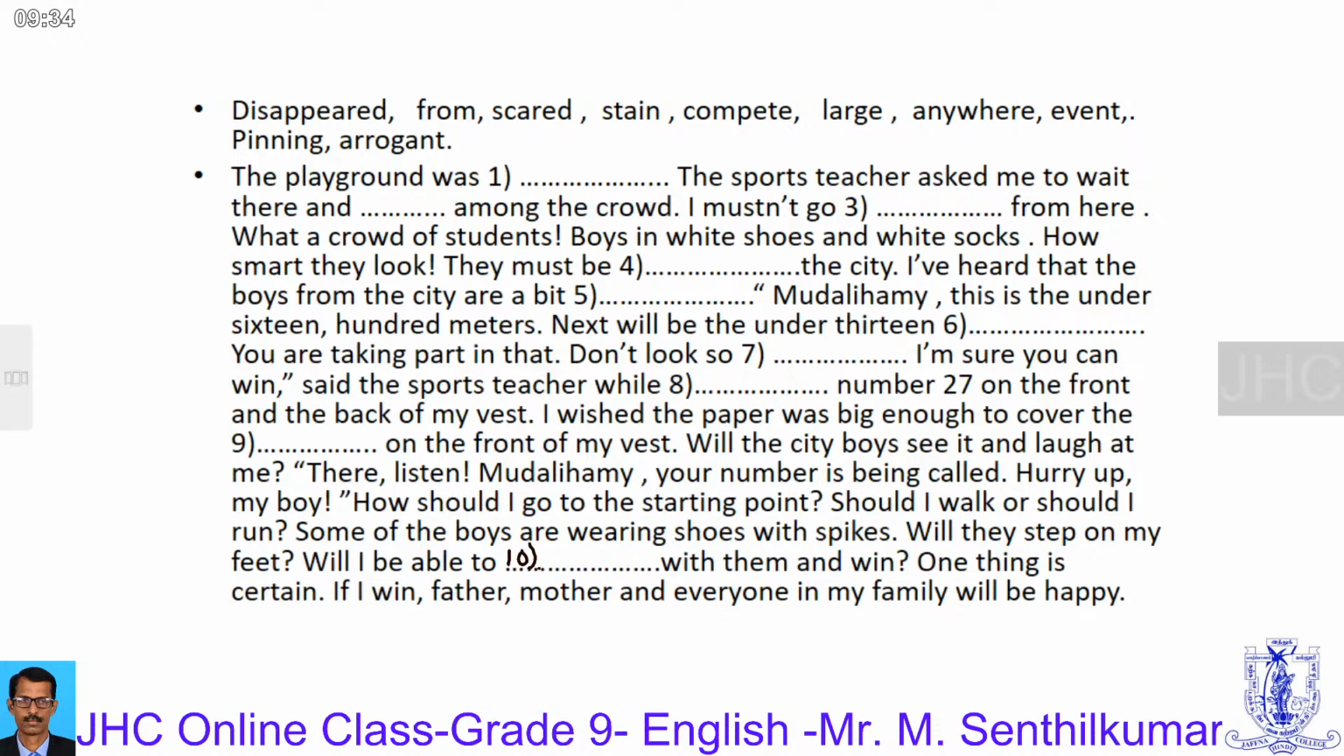Okay, I'll check it. The playground was, right, dash. So, here this is a verb. Here this is a full stop. Then only the next sentence starts with a capital. So it should be a complement, meaning it may be an adjective. How to complete that? The playground was, what is the suitable answer? Anyone? The answer is large. Good. The playground was large.